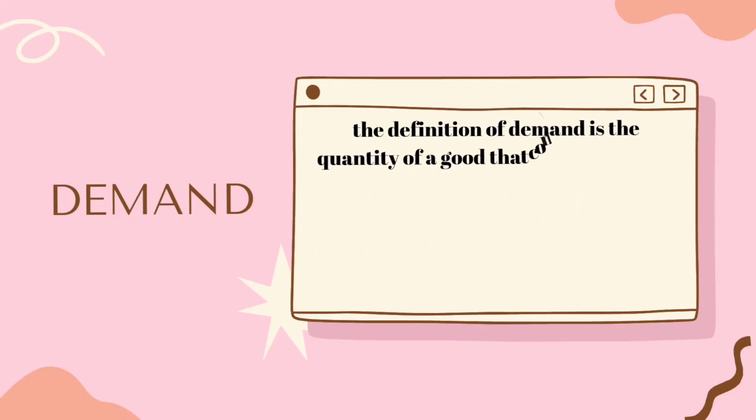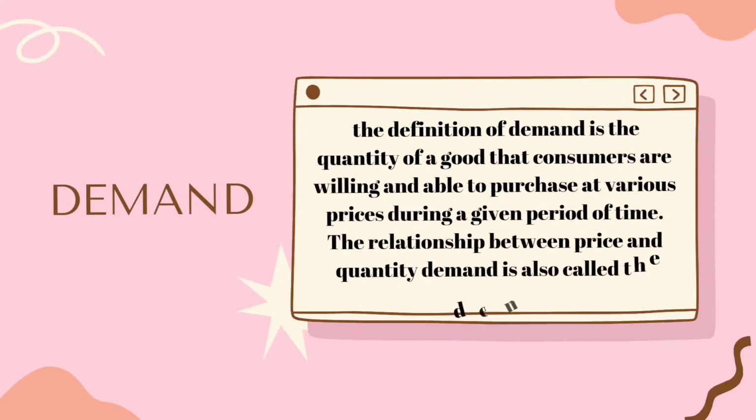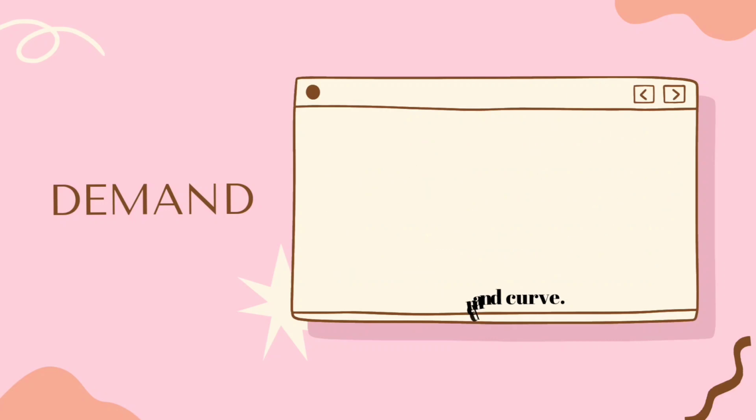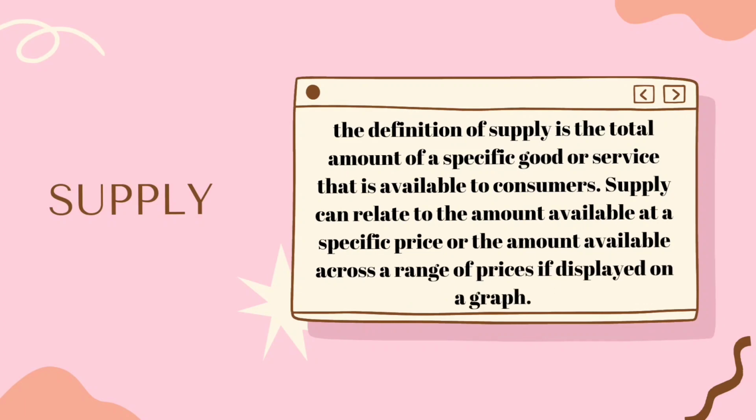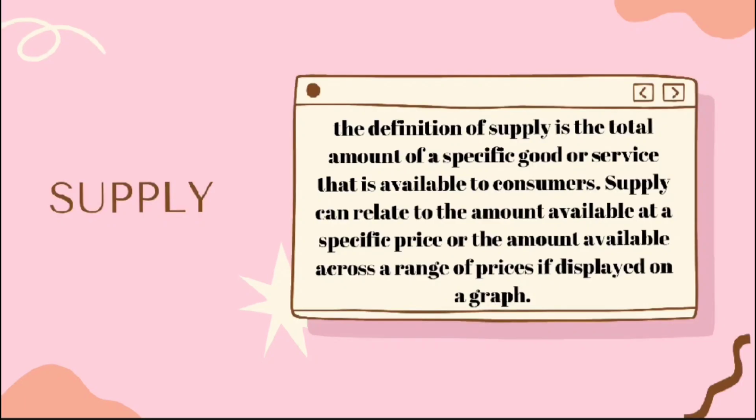The definition of demand is the quantity of a good that consumers are willing and able to purchase at various prices during a given period of time. The relationship between price and quantity demanded is also called the demand curve. The definition of supply is the total amount of a specific good or service that is available to consumers. Supply can relate to the amount available at a specific price or the amount available across a range of prices if displayed on a graph.